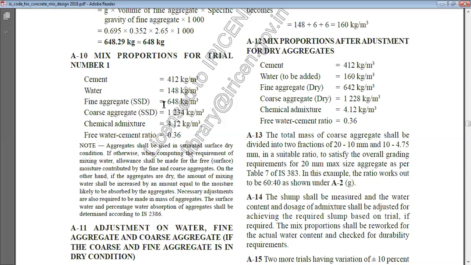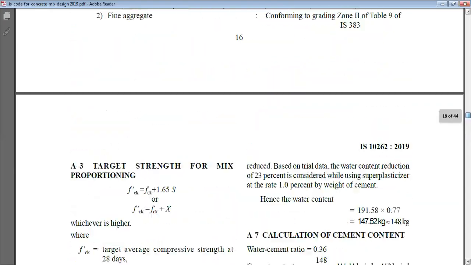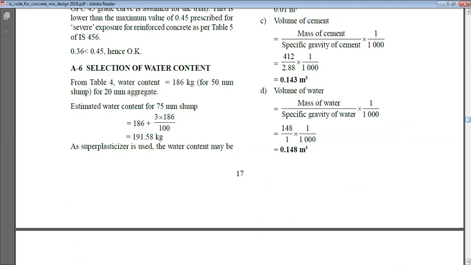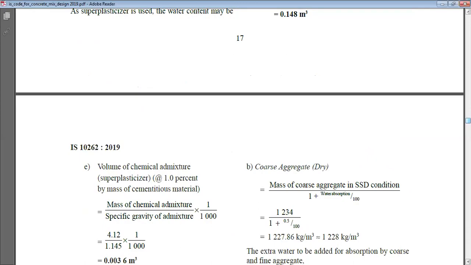Next, very important, we need to adjust the water content, because in the problem some free moisture or absorbed moisture is given. Water absorption and moisture content: here the aggregate does not have any moisture content, but it is absorbing water at these percentages, 0.5 and 1%. The absorption means whatever water content you are going to add. Here, how much water content you got? Around 1.